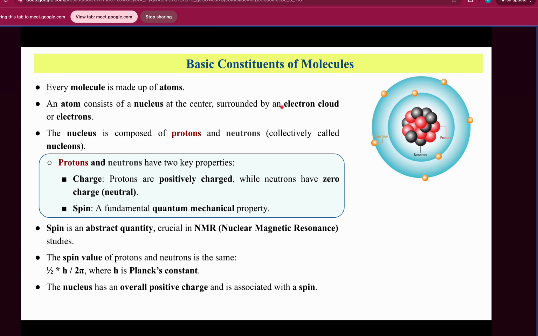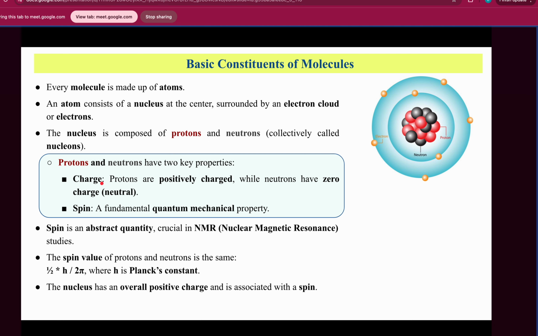So if we look at the basic constituent of a molecule, then we know that it is made up of atoms. So each molecule is made up of a series of atoms, and within each atom, we have a nucleus as well as the electrons, which are present in the orbitals and which are surrounding this central nucleus. And this nucleus is composed of protons as well as neutrons. So if we combine proton and neutron, the term which is used is the nucleon, which means the combination of protons and neutrons. And these protons and neutrons have two key properties.